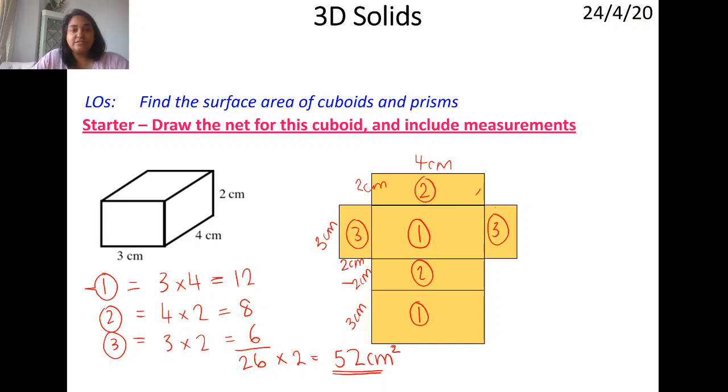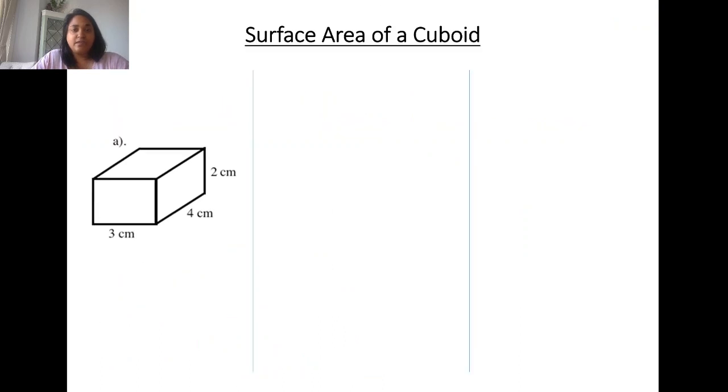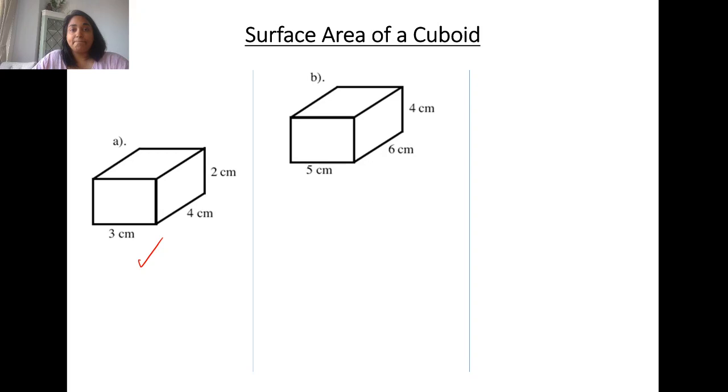Okay, I'm actually going to just move on. The same question is going to be on the next slide. Okay, so 52 centimetres squared. So we've done one as an example. Let's have a look at B.